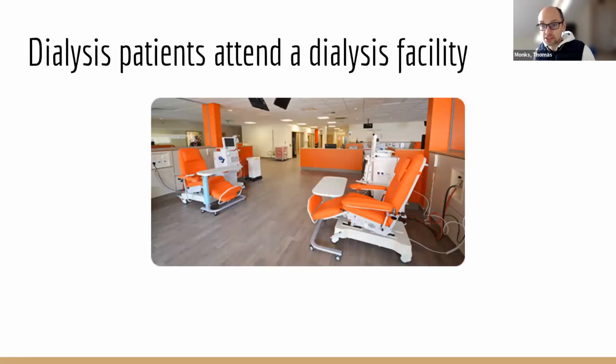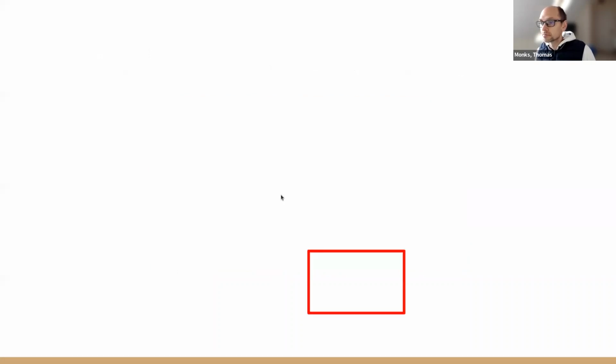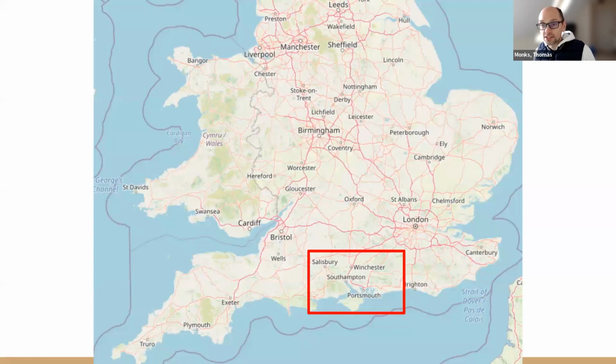If you've never seen a dialysis suite, I think this one is somewhere in the Midlands. I won't say where, but it's a very nice looking dialysis suite. You have a chair, and importantly, you have these machines that you need to use. So this was at the Wessex Kidney Centre. If you don't know where Wessex is, you can be forgiven. It's this red square here where we've got Salisbury, Basingstoke, Winchester, Portsmouth, Southampton, all grouped together. So Hampshire, Isle of Wight, a bit of Wiltshire.